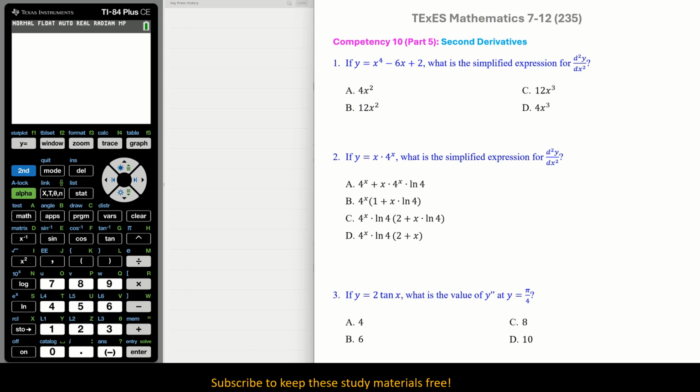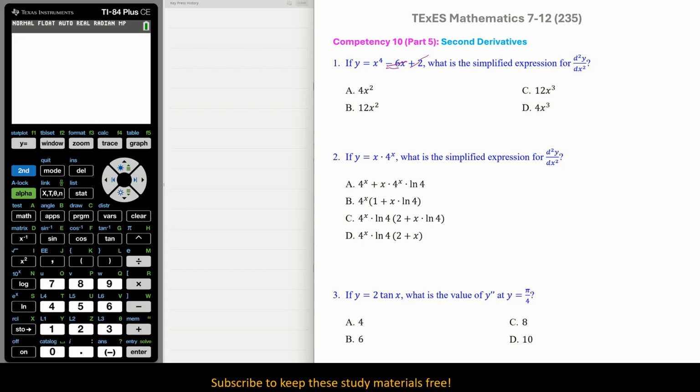Number 1, if y equals x to the fourth minus 6x plus 2, what is the simplified expression for the second derivative? Okay, let's get our pen. What we need is y double prime. When I get the y prime, that plus 2 becomes 0, and then I'll have minus 6. But on the second derivative, I know that this term will become 0.